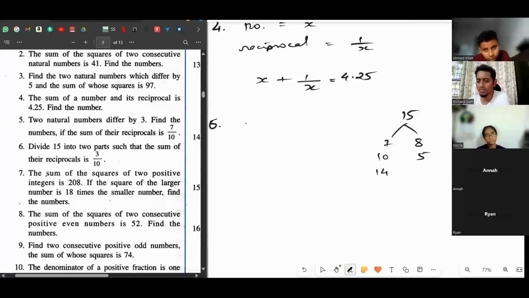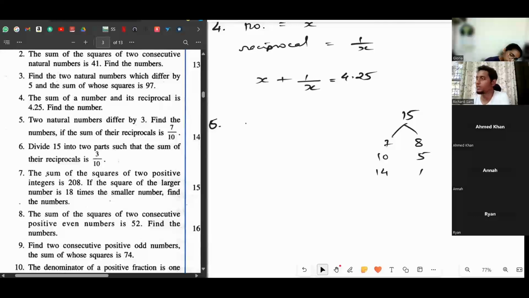14 and 1. Right. So we have divided in such a way that when we add them, we are getting 15. So remember, we are adding them. Even though the question says divide, we're not actually doing division here. Does it mean division? No, it's just that you're splitting that number 15 into two parts, such that when you add them, you will get 15. Is that clear?